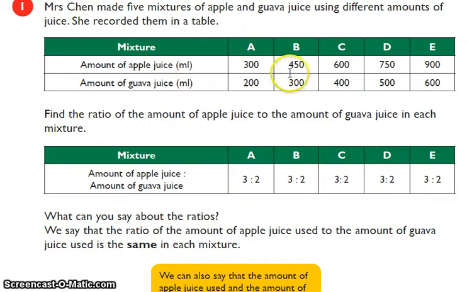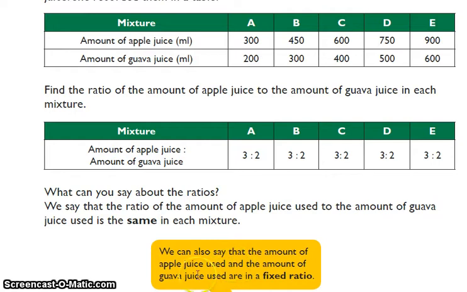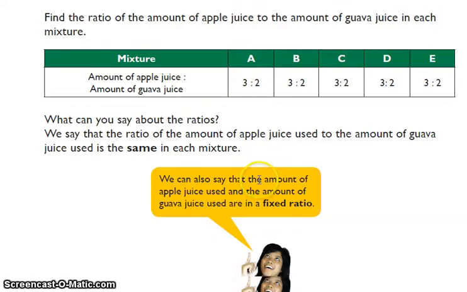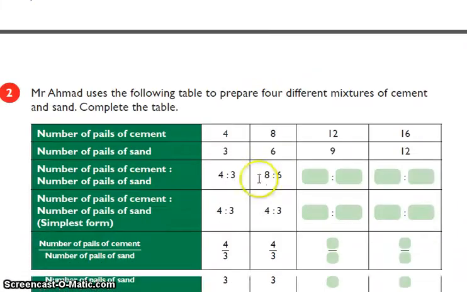Why are the ratios the same? Because perhaps Mrs. Chen wanted to make the same type of juice, meaning the taste is the same. So we can say that the amount of apple juice used and the amount of guava juice used are in a fixed ratio. Even though they are in different amounts, they still follow the same ratio. Okay, let's move on to the next one.